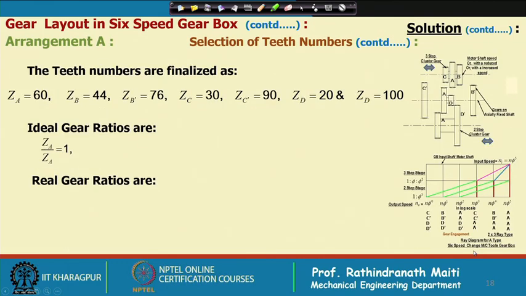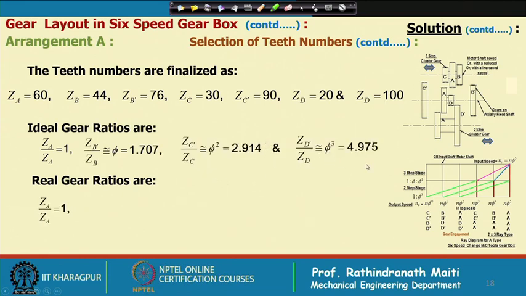Now, with this, what we have done so far is we have found out the teeth numbers of gears which can be taken for this gearbox, maintaining all the rules, and the ideal gear ratios are, as already discussed, shown here, and the real ratios are, say here it is 1.707, but we are getting 1.727. We have mentioned it as phi dash, this is close to the common ratio, but not exactly.